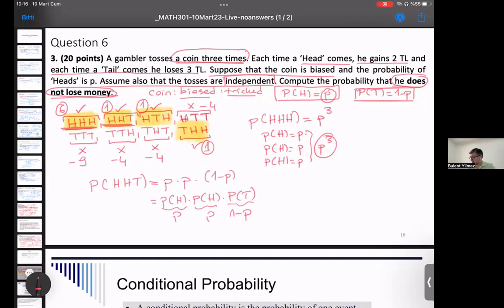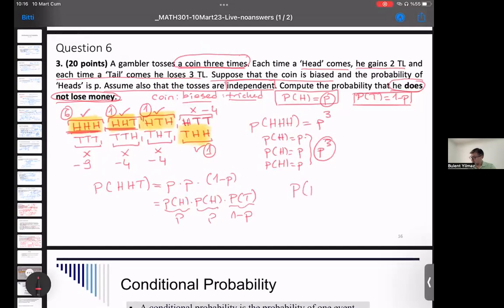So what is the probability of HTH? Heads, tails, heads. What's the probability of that? It will be the same thing as HHT. Exactly. Same thing with this one, right? P squared, 1 minus P. So I did that part also. Finally, now I'm going to do this part. What is the probability of THH? Again, the same thing, P squared, 1 minus P. 2 heads and 1 tails, right?